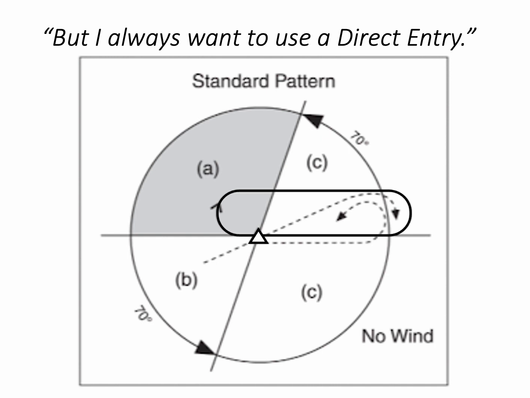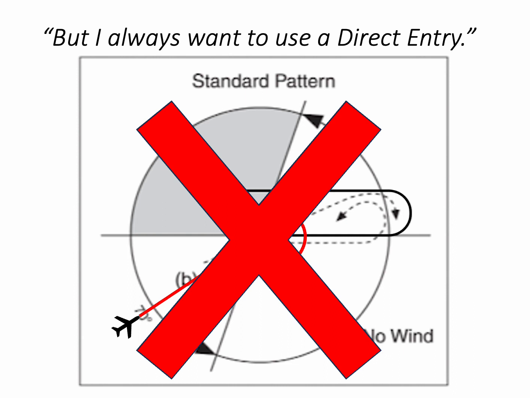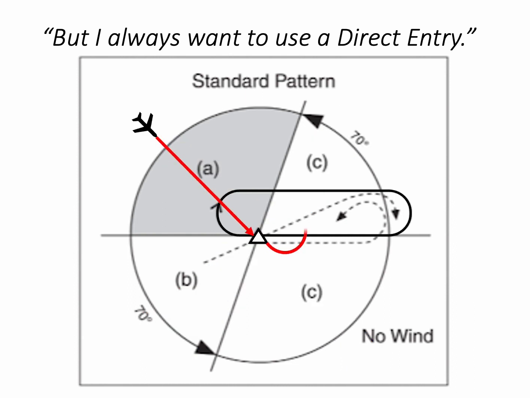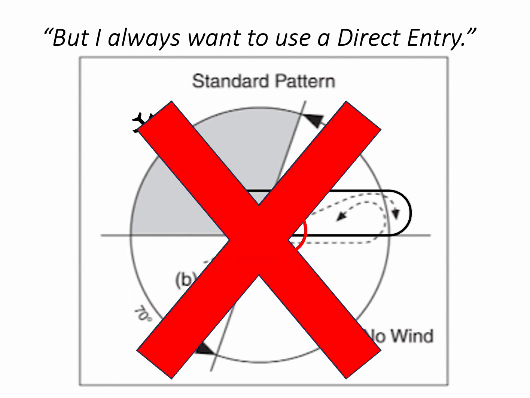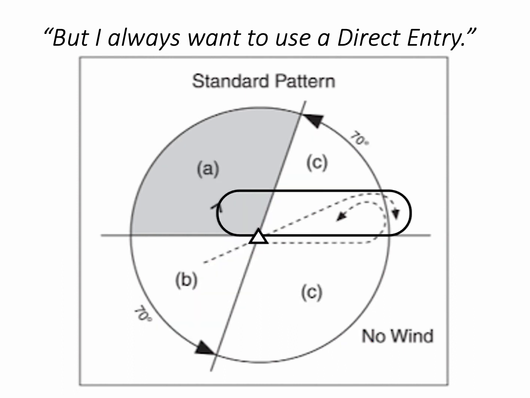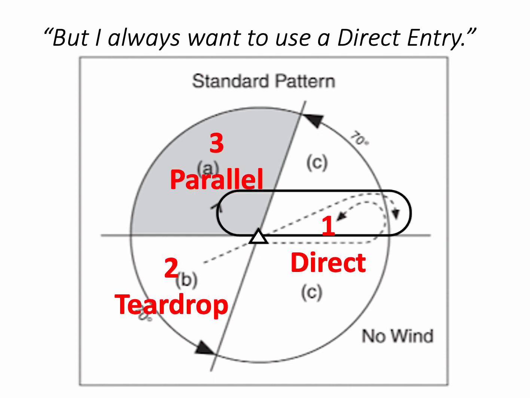Welcome back. What you should have seen from that exercise is that sometimes the direct entry works just fine. From other directions, however, when you attempt a direct entry or single standard rate turn to enter the hold, you cannot do the entry unless you add in some outbound leg, which then makes the entry shape similar to the teardrop or parallel entry we have discussed. In the same way, using a teardrop when a parallel entry is clearly indicated can result in a very challenging and risky turn. That is why we need 3 hold entry procedures.